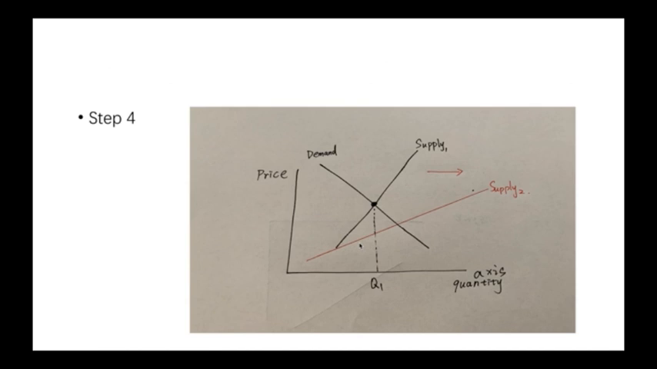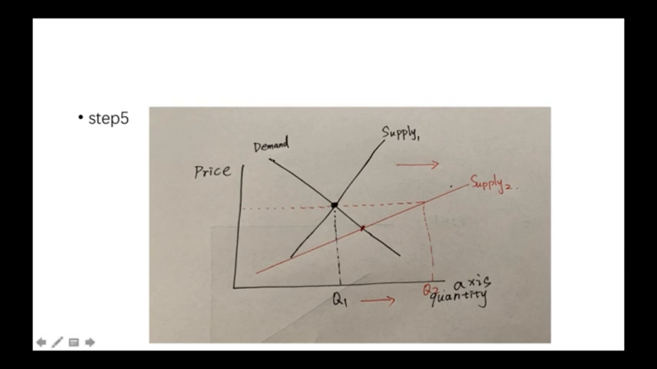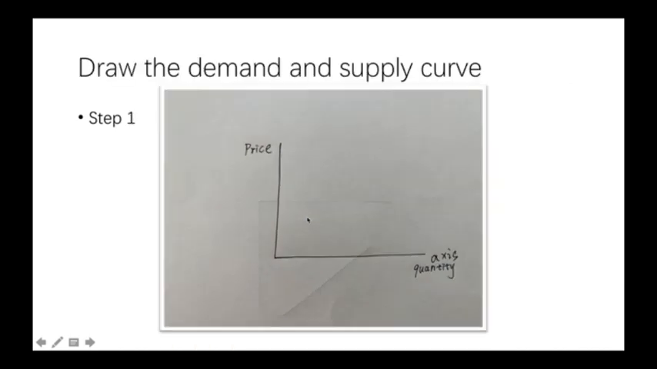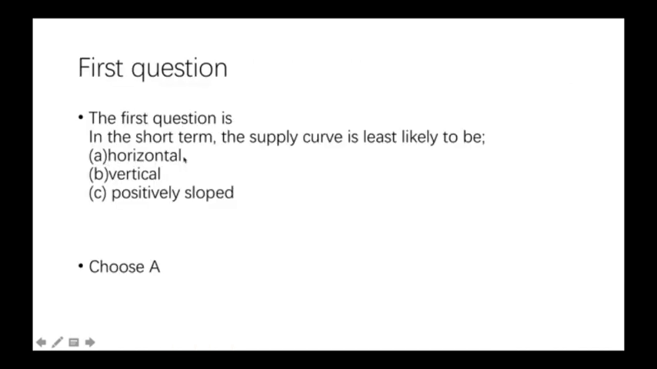So the original supply curve is close to vertical. Now the price remains the same and the quantity increases. So the new curve has changed, which is closer to horizontal than before. Therefore, the key is to choose A, horizontal. This is my idea to analyze the first question. So that's all.